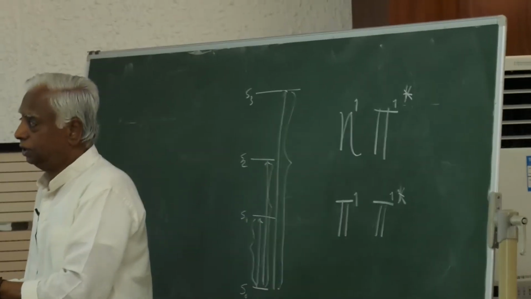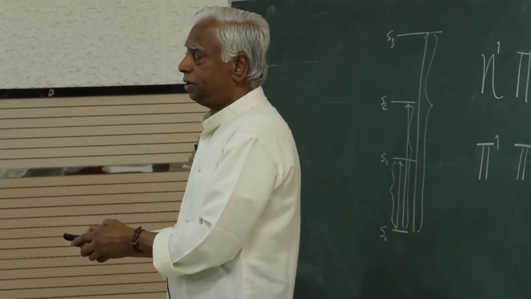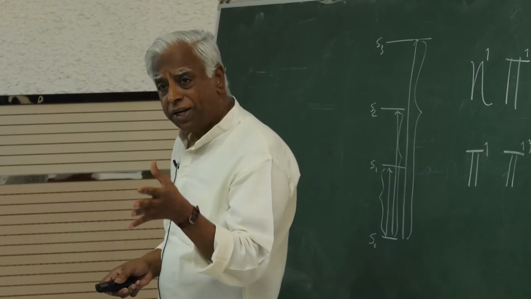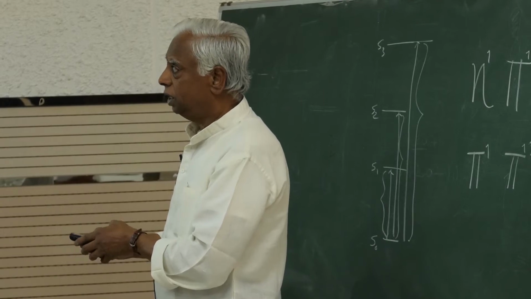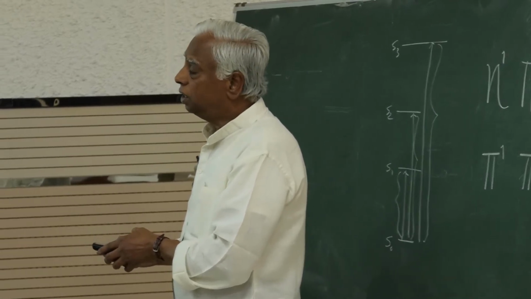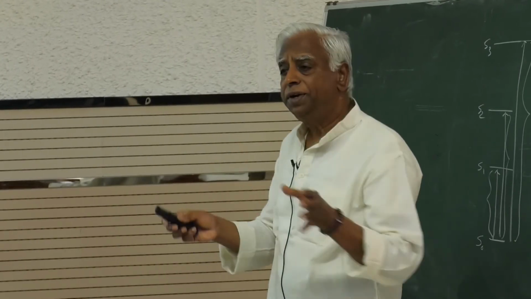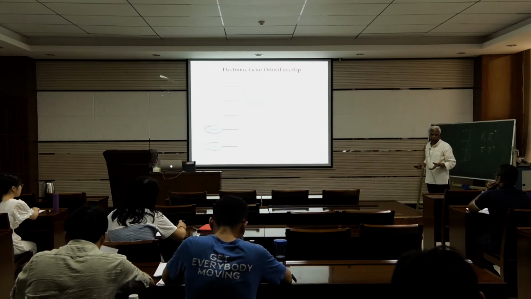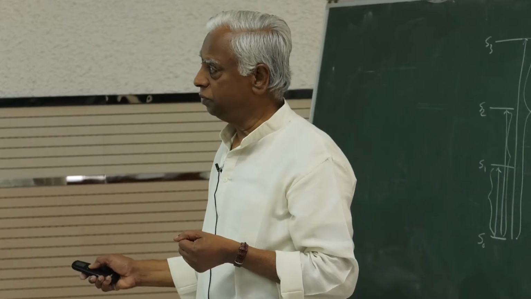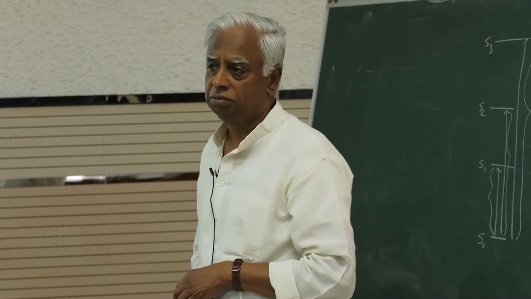So let us say, for example, this one. In the ground state, there are two electrons in this orbital and two electrons in that orbital. But when you provide enough energy, an electron from pi can go to pi star, or one electron from n can go to pi star. So there are two different types of transitions, called n to pi star or pi to pi star. The electron present in the pi orbital goes to pi star, or the electron present in the n orbital goes to pi star.